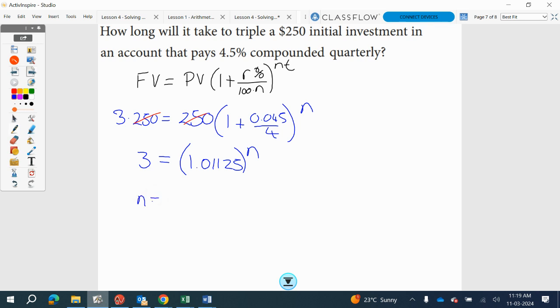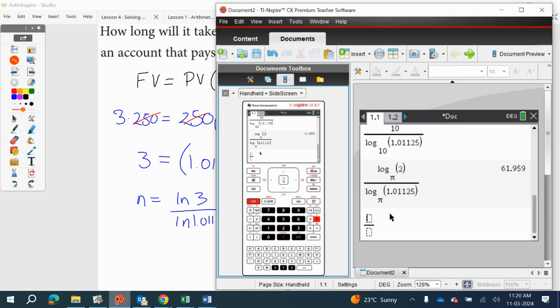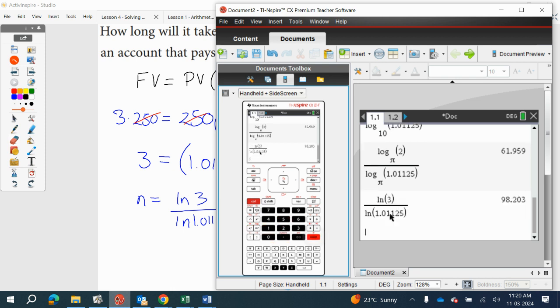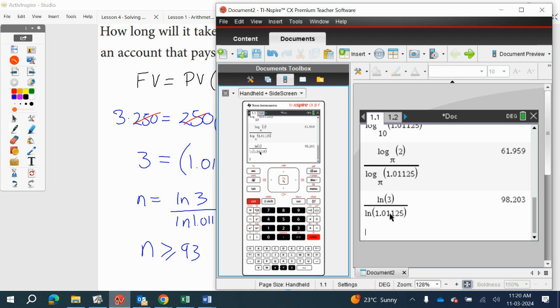I'm going to get n equals ln 3 over ln 1.01125, and this is the exact answer. We need it to be greater than this. So if you put this into your calculator, ln 3 over ln 1.01125, we get the value 98.2, so we need n is greater than 98. Oops, sorry, I misread it. All right, that's it for us today.